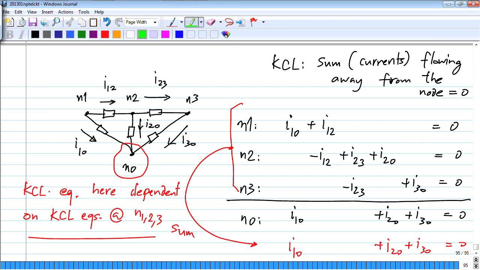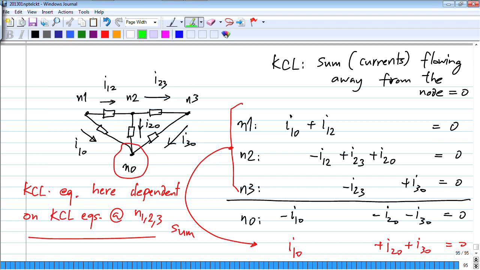Okay. By the way, I have to change the notation on the last one. My usual notation was to take the currents flowing away. By this notation at N0, the currents flowing away are minus I10, minus I20 and minus I30. Okay. So this last one should have been minus I10, minus I20 and minus I30. The equation I had written was correct, but the only thing was that the signs were reversed. Okay. But that doesn't change the fact that it is dependent on all the others.